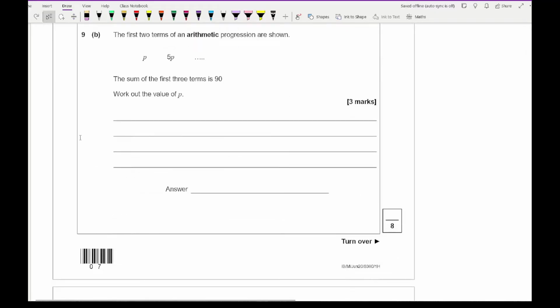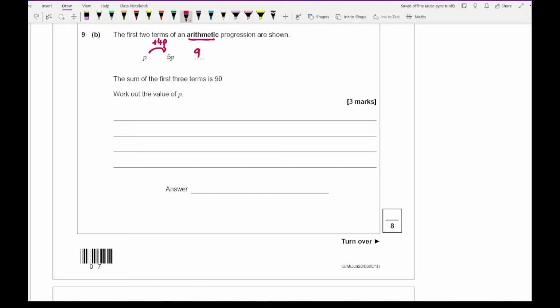For question 9b, it says that the first two terms of an arithmetic progression are shown. So we've got p and then 5p, and then we don't know what this is. And it says the sum of the first three terms is 90. Work out the value of p. So to get from the first term to our second term, what have we done? Well, we've added 4p. Now, how do I know added 4p rather than multiplied by 5? It's because it's an arithmetic progression, which means that you're adding or taking away from one term to another to work out what the next term is going to be.